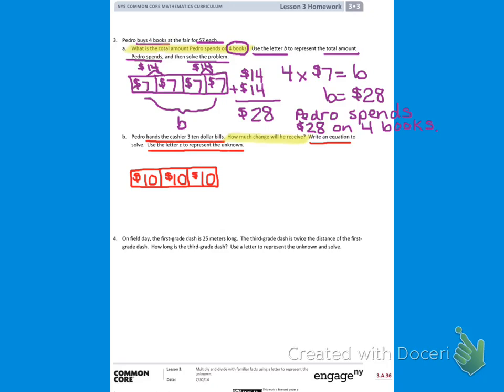Now, I will add up how much he paid the cashier. That's 10 plus 10 plus 10. Or I could multiply 3 groups of $10. 10 plus 10 is 20. Plus this 10 is 30. So 3 groups of 10 is $30.